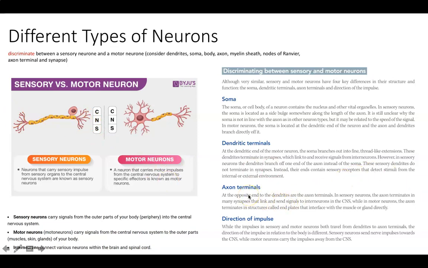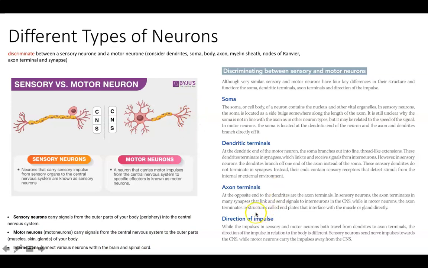Axon terminals. At the opposite end to the dendrites are the axon terminals. In sensory neurons, the axon terminates in many synapses that link and send signals to interneurons. While in motor neurons, the axon terminates in structures called end plates that interface with muscles or glands directly. So these could be hooked into different sections of a gland or onto the muscles, because remember, they're creating an effect.